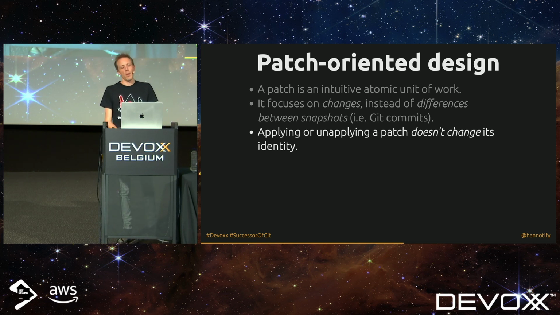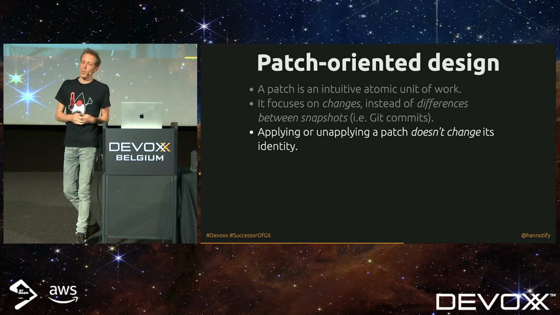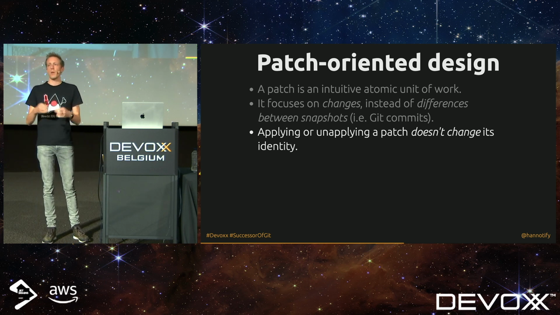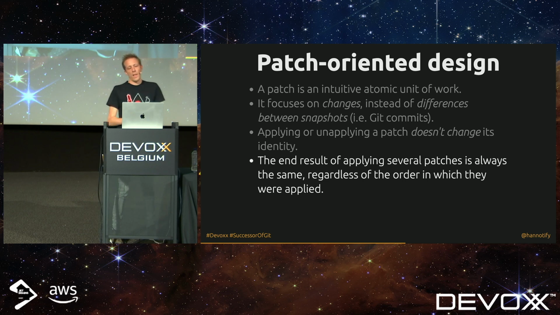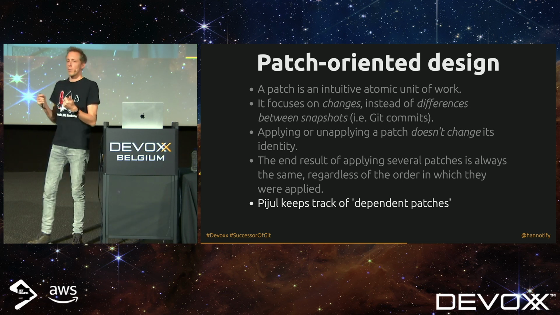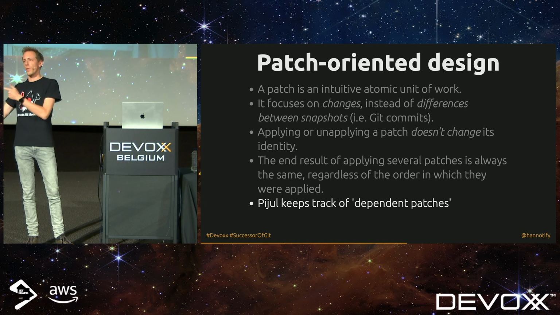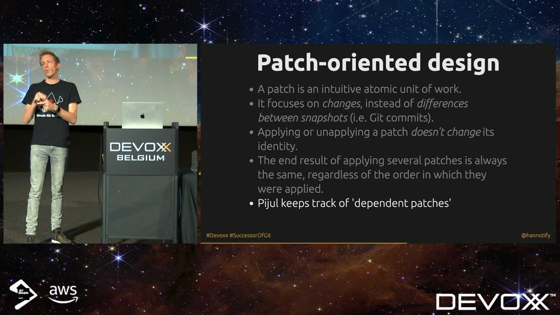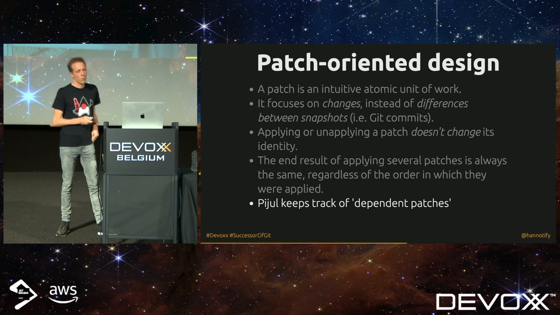Also means that applying or unapplying a patch doesn't change its identity. With Git, it does change its identity. When you want to apply a commit to a different branch, it gets a different ID, and it's not exactly the same commit. Internally, the contents of the commit will be similar, but it won't be identical. And the end result of applying several patches in Pickle is always the same, regardless of the order in which they were applied. And Pickle does this by keeping track of dependent patches. So if I create a file in patch 1, modify it in patch 2, when I want to apply patch 2 to a different file set, Pickle knows I have to apply patch 1 first, and then after that I'm going to apply patch 2.